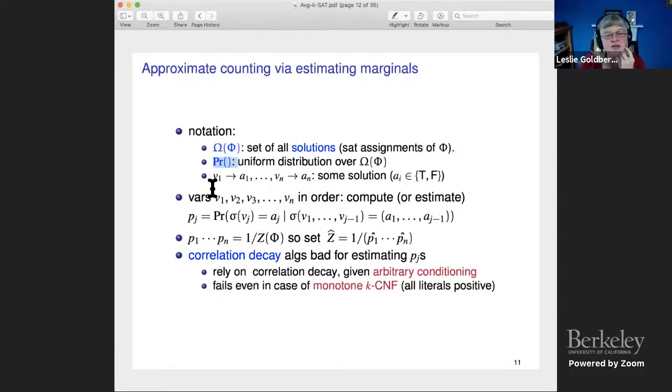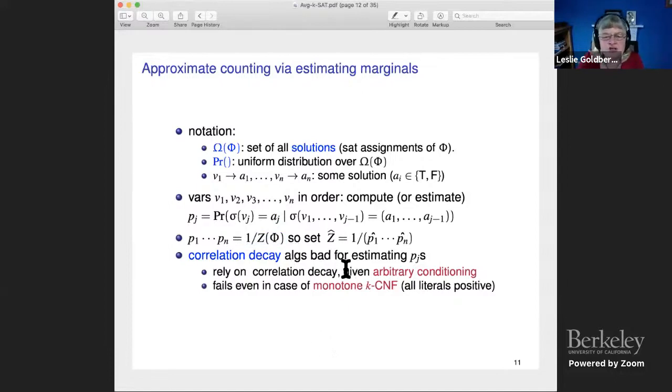A method for approximating Z via the marginals is just to fix some satisfying assignment. Suppose that you take the variables in order, and suppose that for each variable j, you can estimate the probability that variable j takes the value aj, conditioned on the previous ones. If you multiply those together, you obviously get the probability of this assignment, which in the uniform distribution is 1 over Z. So lovely, if you can approximate these things, then you should take the estimate to be 1 over that.